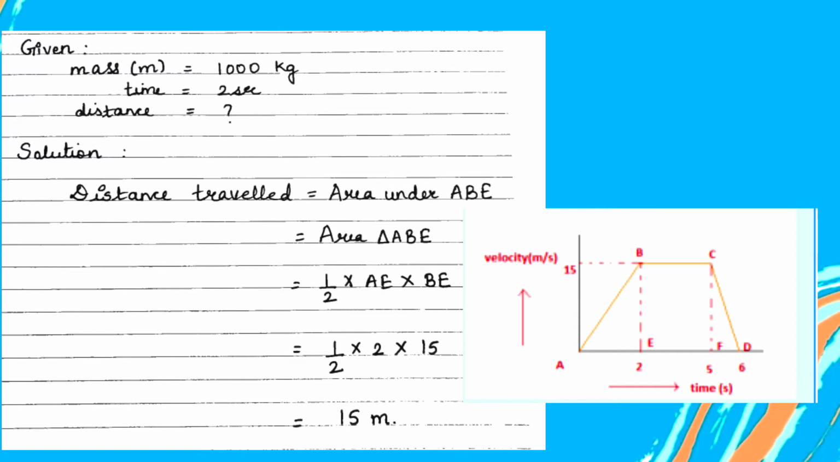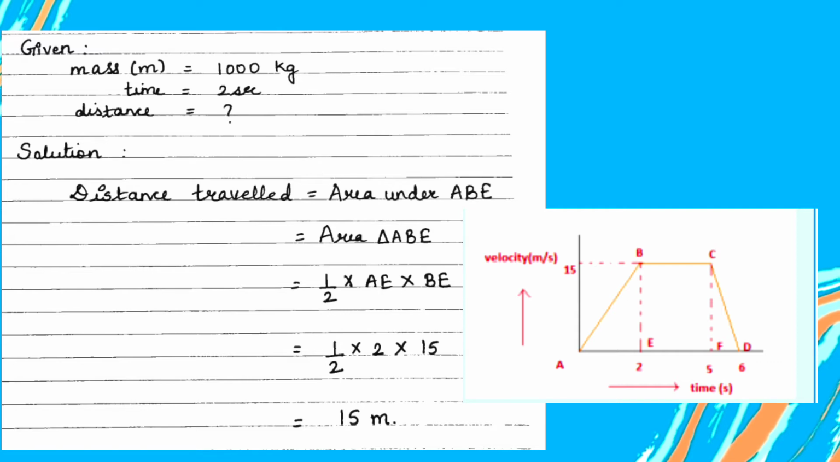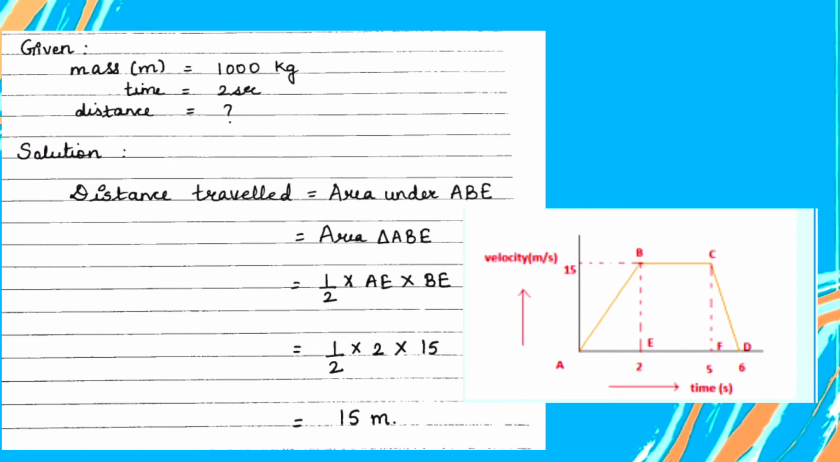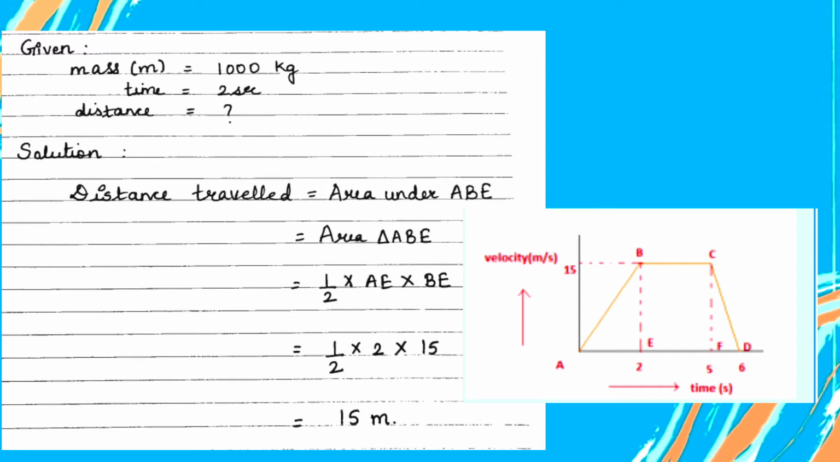Now substituting the value of AE. How do we get the value of AE? From the graph itself. We can see from the graph that the value of AE, from 0 A to E, is 2, and BE is 15. So substituting these values from the graph, we get 15 meter. So the distance travelled by the SUV is 15 meter. Isn't it very simple?